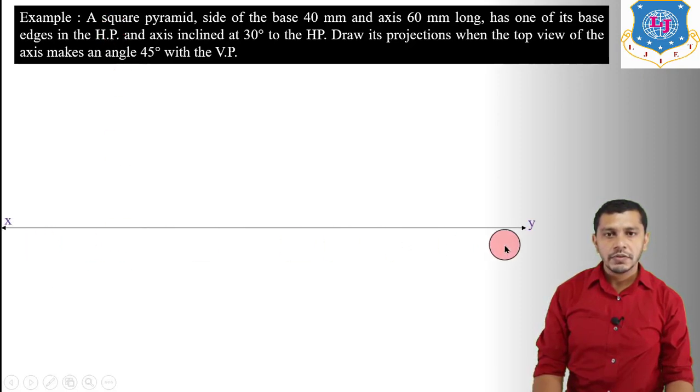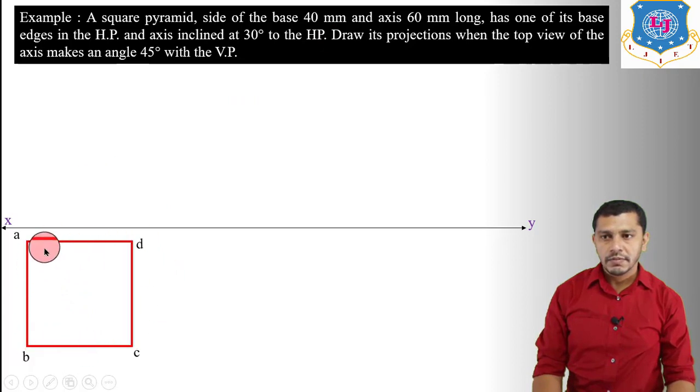Now here we are going to use the first angle projection method. So the top view of the square pyramid will be below the XY reference line and front view will be above the XY reference line. Right now the top view of the square pyramid will be a square. So starting with the square having side length 40 mm.